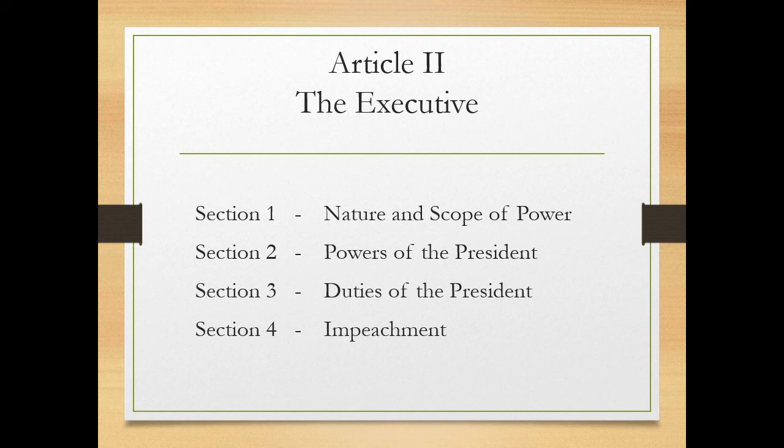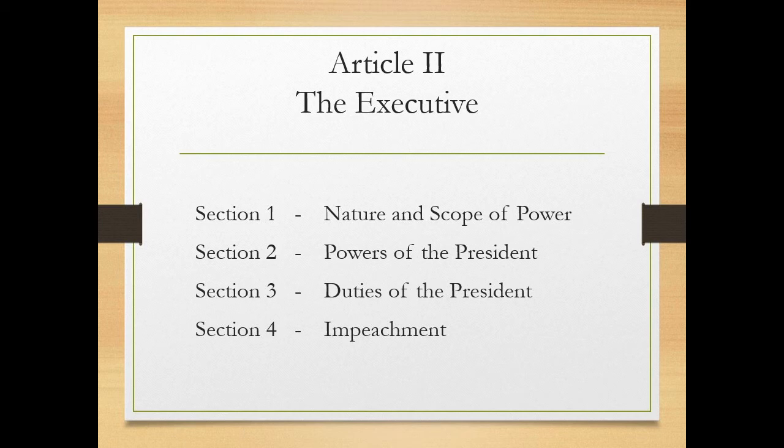The succession of the vice president, the president's salary, and the oath of office to protect and defend the Constitution of the United States. And that's it for Section 1. Section 2, the powers of the president. Here we go. Commander-in-chief, to hammer out treaties with the advice and consent of the Senate, and to make appointments with the advice and consent of the Senate, and filling vacancies. That's it. Commander-in-chief, treaties and appointments, and filling vacancies.